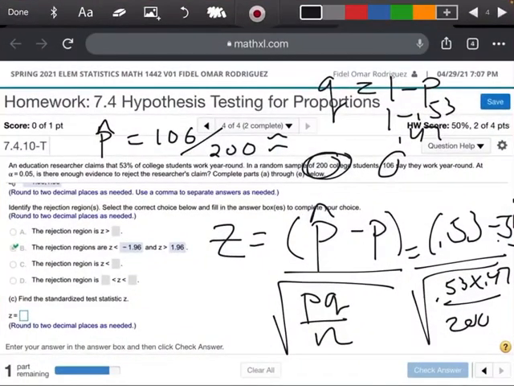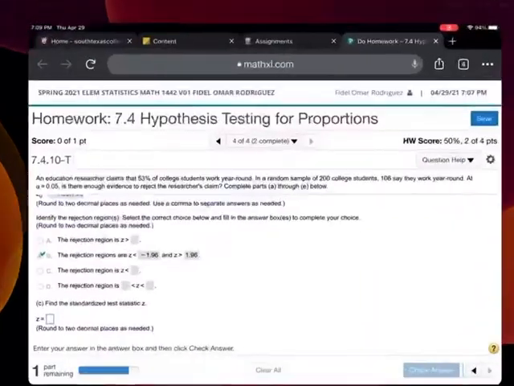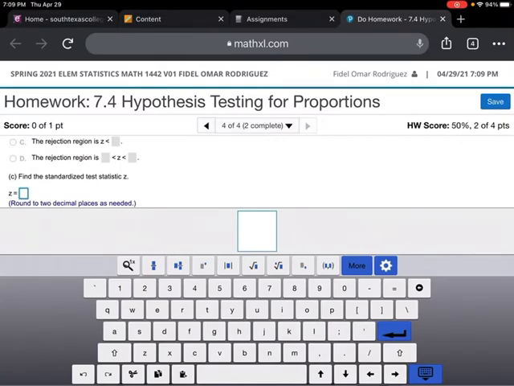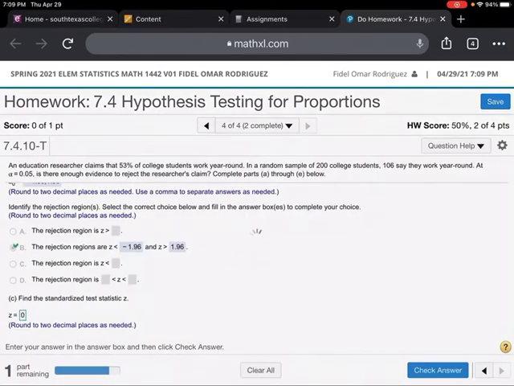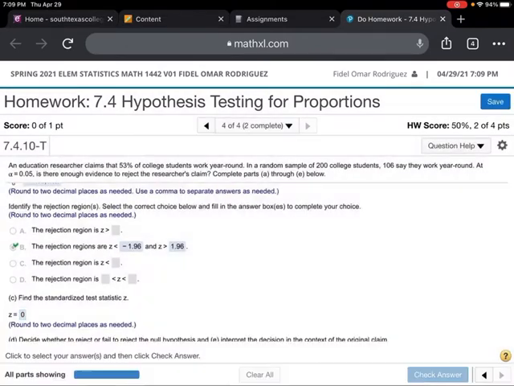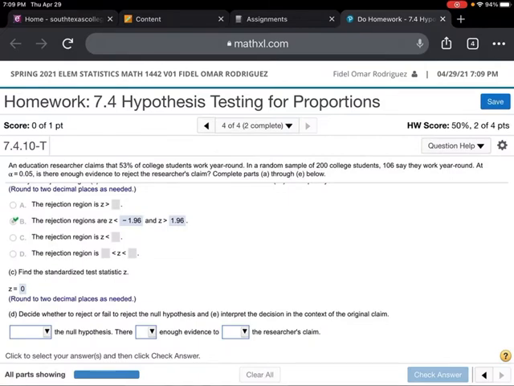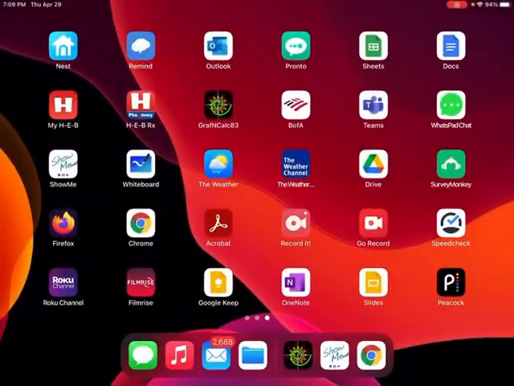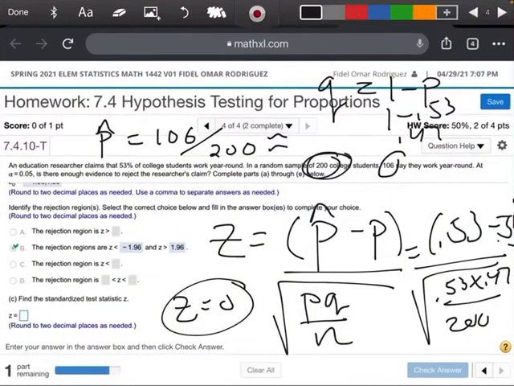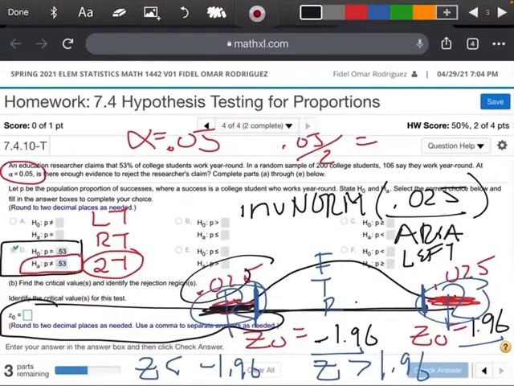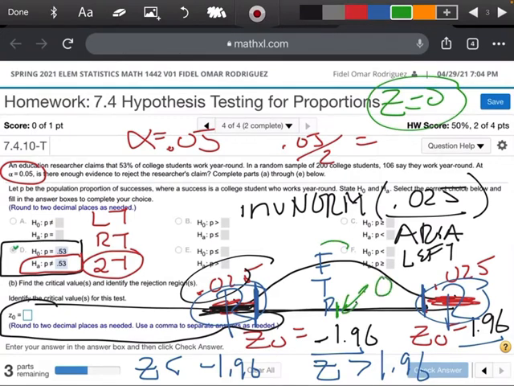So let's check that. Right here, I'm just going to put the number 0 because that's what I got. And we got it right. Woo! Now, we got to figure out reject, fail to reject, all that kind of good stuff. Remember the value that we came up with for z right now? We got z equals 0. That's going to be right here. Where did we fall? We fell in our fail to reject region.